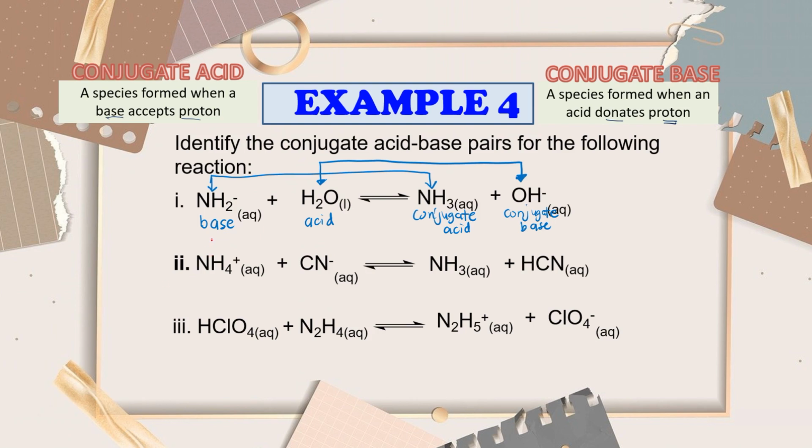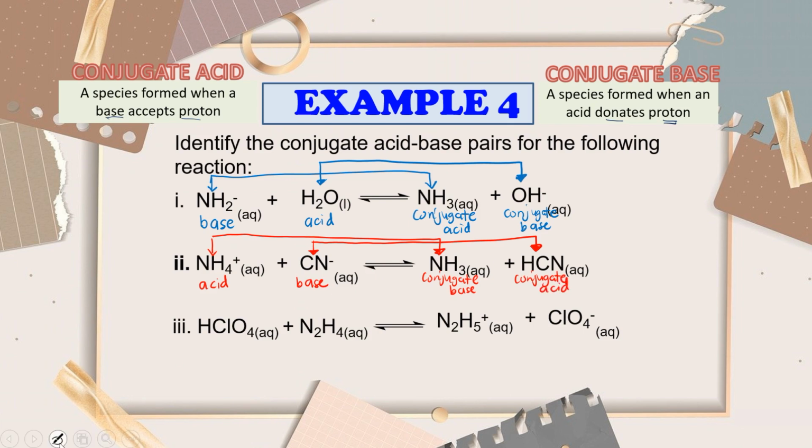Now we move to the second question. First we have to pair them. NH4 plus compared with NH3: NH4 plus has donated a proton, so this is an acid, and the product formed, NH3, is the conjugate base. CN minus compared with HCN means CN minus accepts a proton. So this is a base, and the product formed is the conjugate acid.